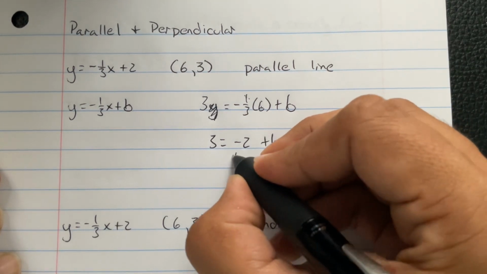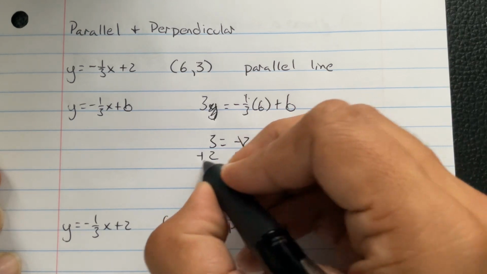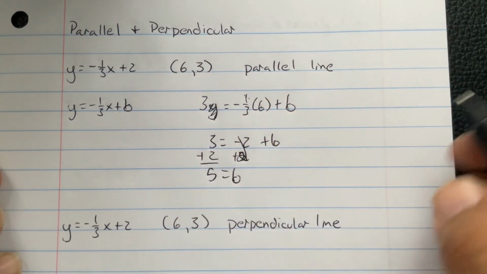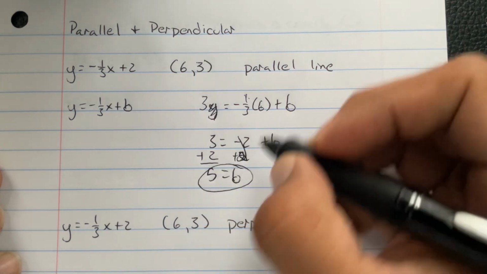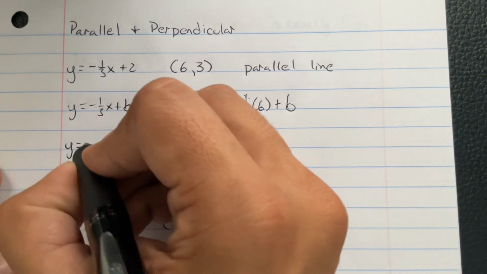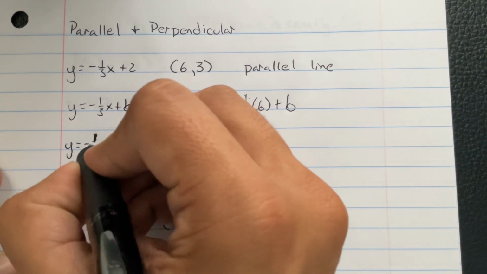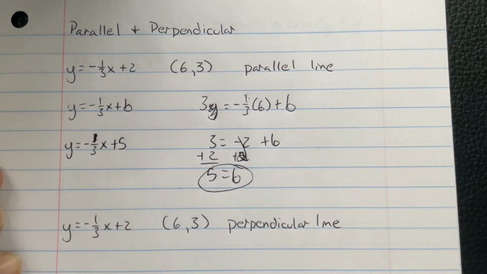I'm going to add 2 to both sides. 5 equals b. So now that I know what b is, and I know what the slope is, I can write the equation in its entirety: negative 1/3 x plus 5. And that's it.